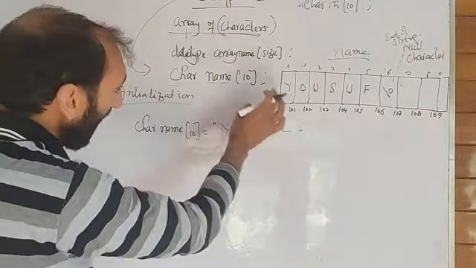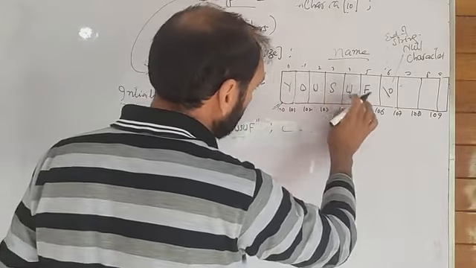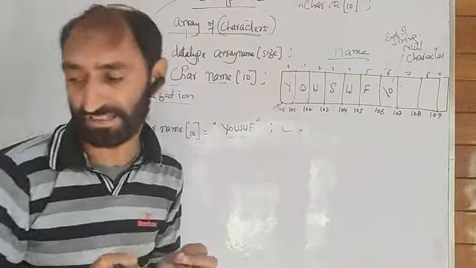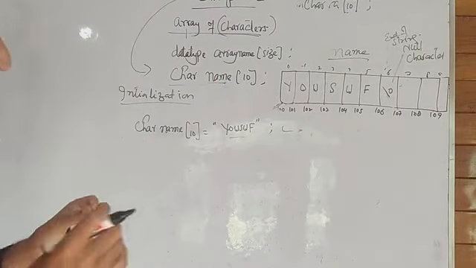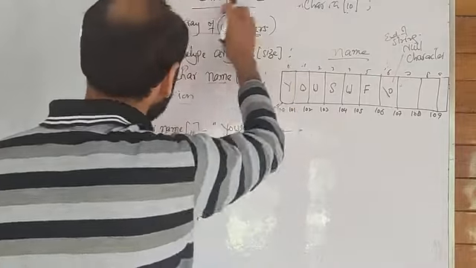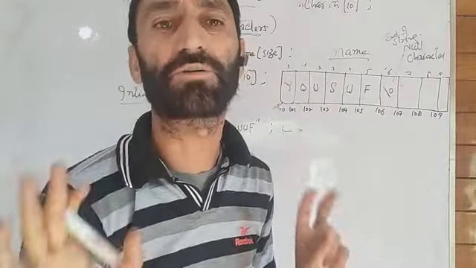What is a string? A string is a group of characters. A string is an array of characters ended by a null character. You see, a string is a character array ended with a null character.